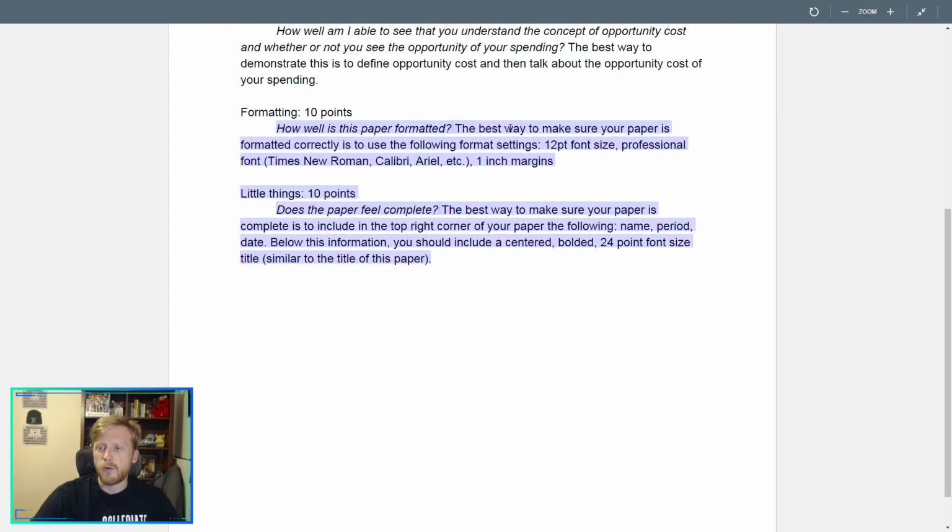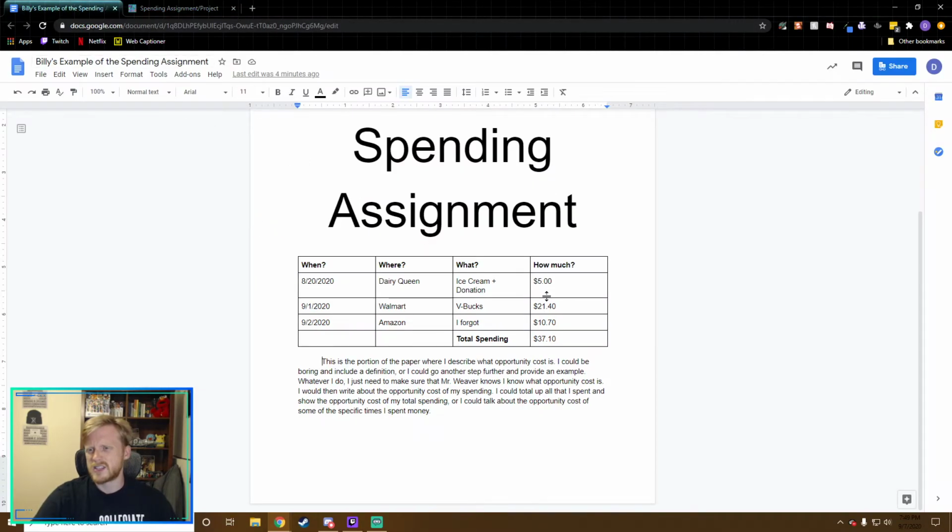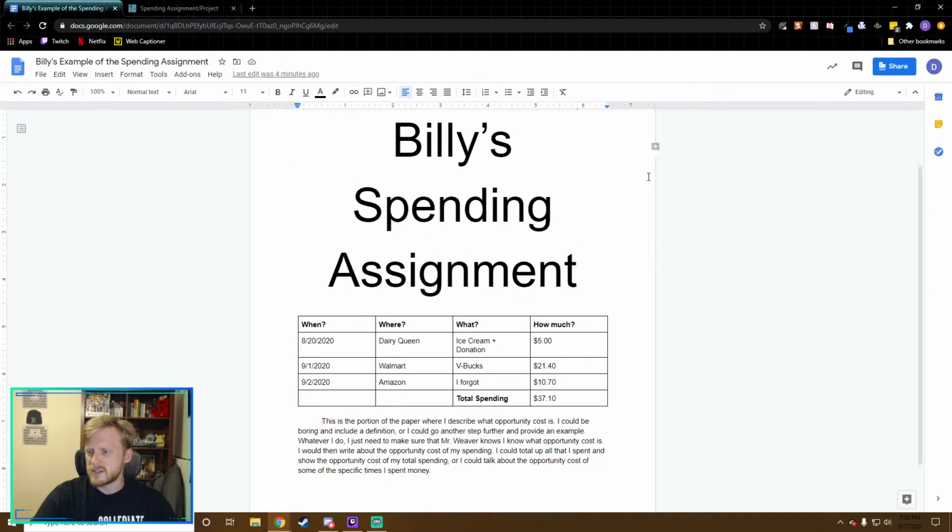How well is the paper formatted? The best way to make sure your paper is formatted correctly is to use the following settings: 12-point font, professional font, Times New Roman, Arial, Calibri, whatever, and 1-inch margins. Let's see if Billy succeeded in doing this. Okay, so these are 1-inch margins.